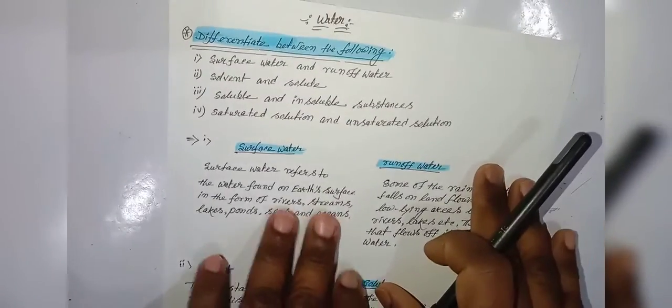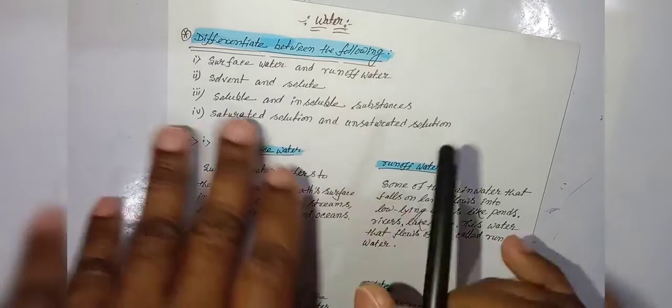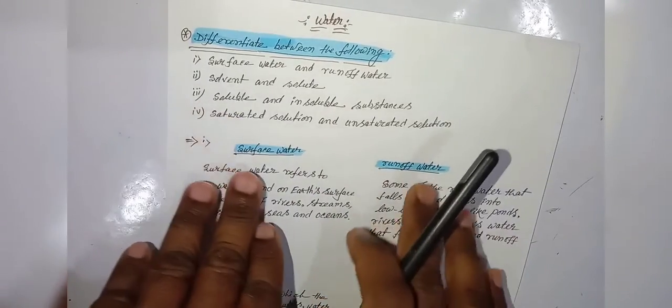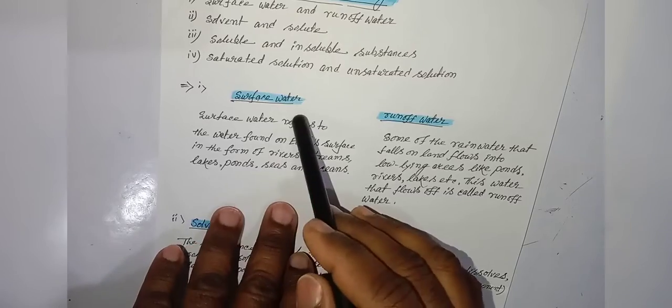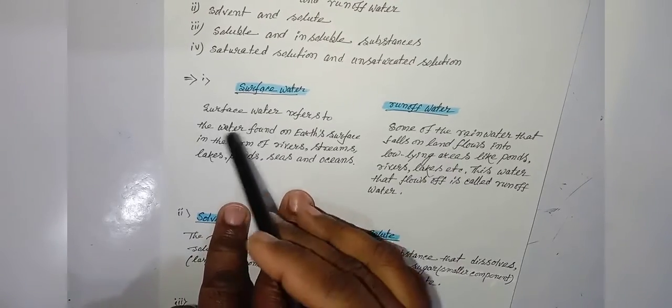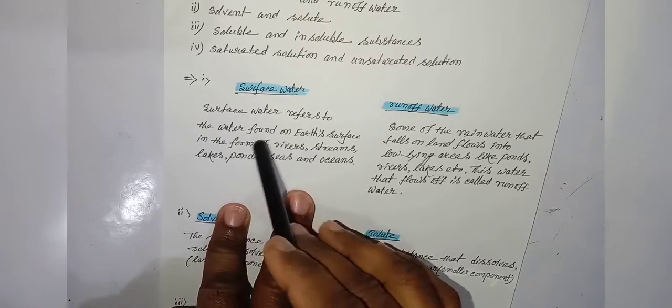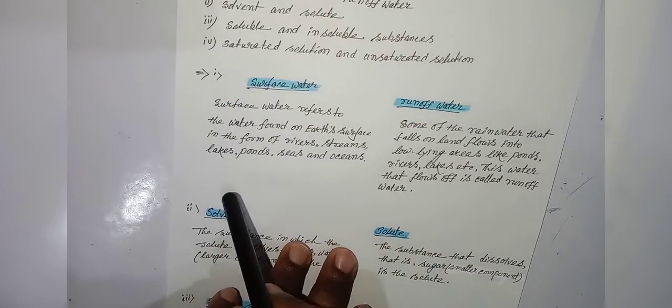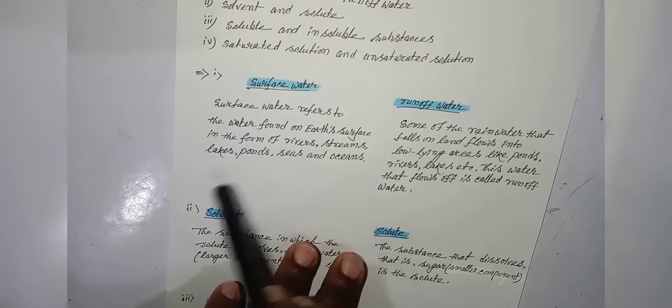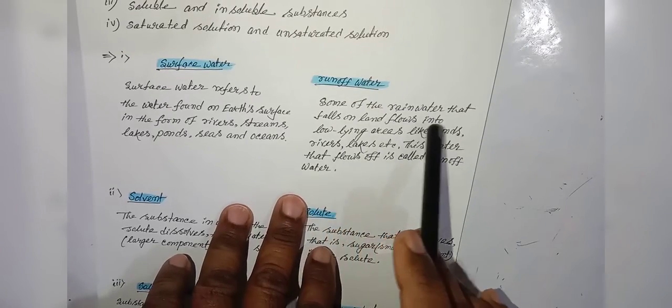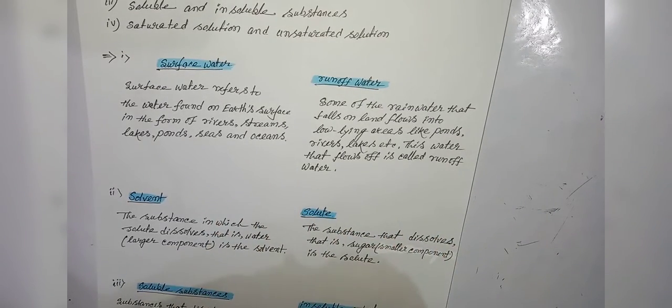Next item, differences between the substances. First, explain surface water and runoff water. Surface water refers to the water found on Earth's surface in the form of rivers, streams, lakes, ponds, seas and oceans. Runoff water: some of the rainwater that falls on land flows into low-lying areas like ponds, rivers, lakes, etc. This water that flows off is called runoff water.